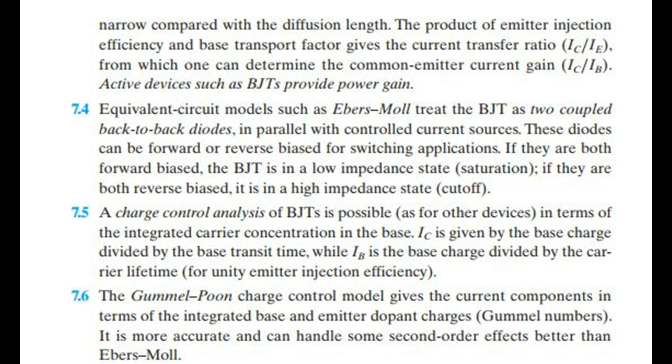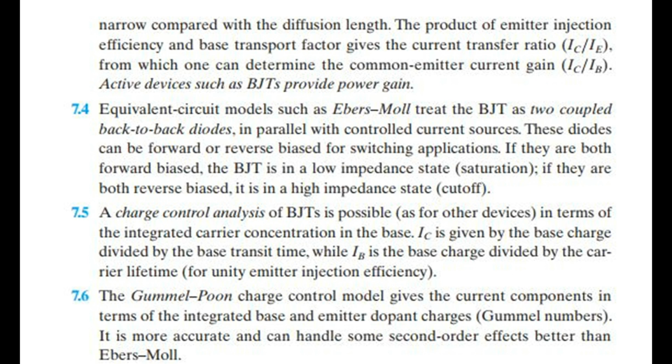7.4 Equivalent circuit models such as Ebers-Moll treat the BJT as two coupled back-to-back diodes, in parallel with controlled current sources. These diodes can be forward or reverse biased for switching applications. If they are both forward biased, the BJT is in a low impedance state, saturation. If they are both reverse biased, it is in a high impedance state, cutoff.